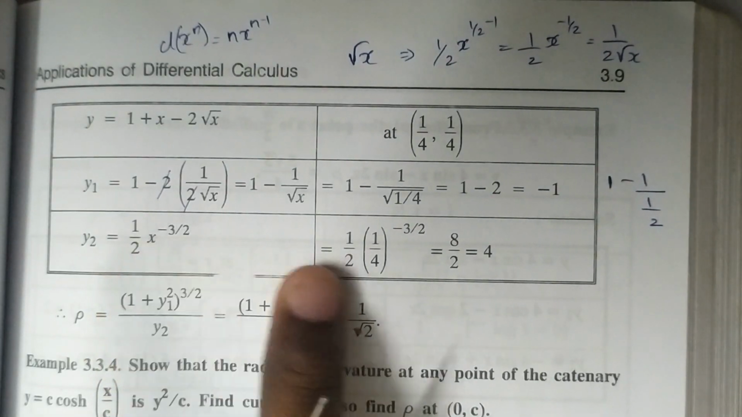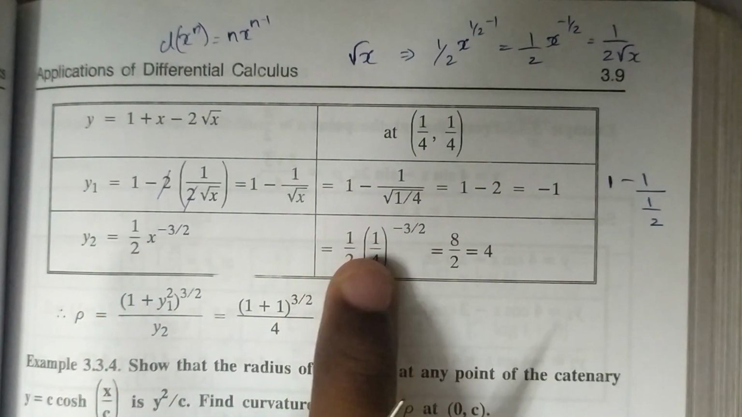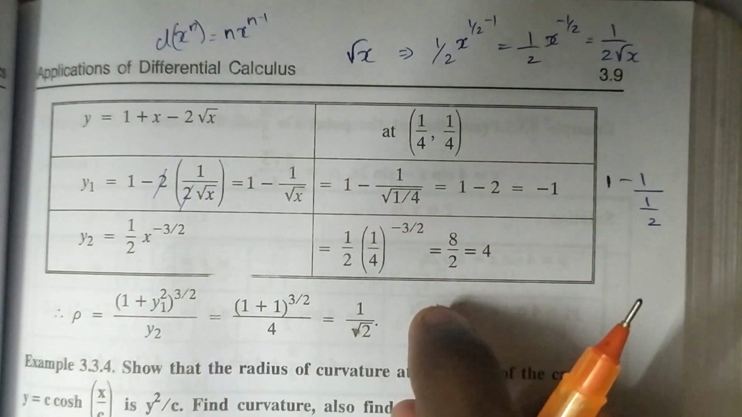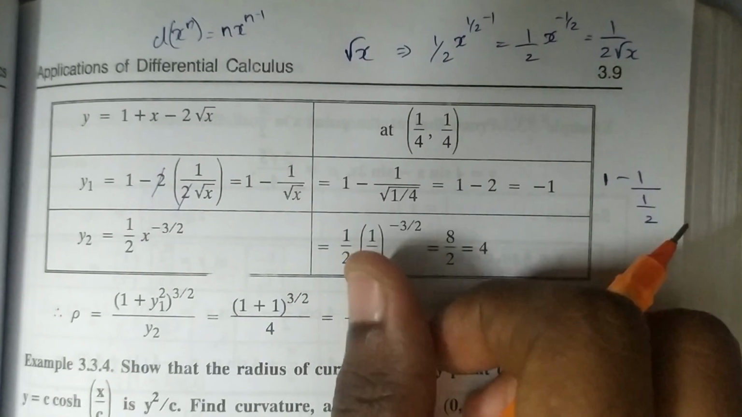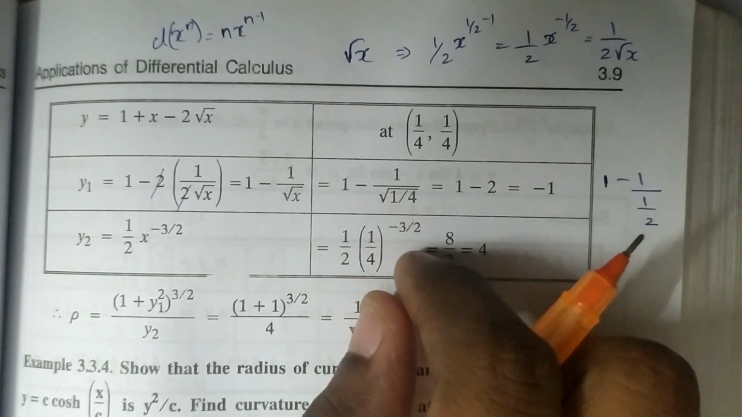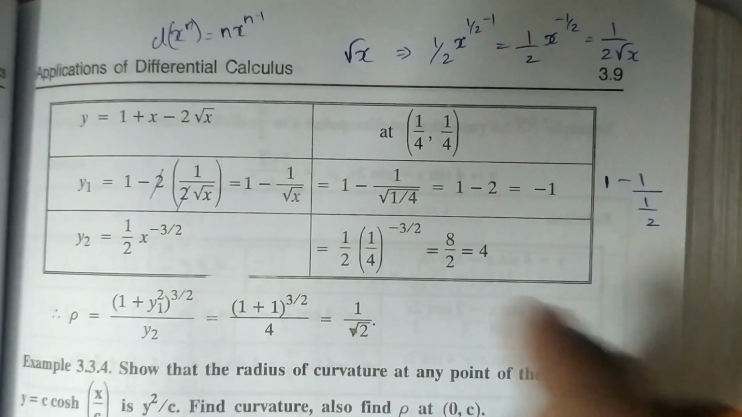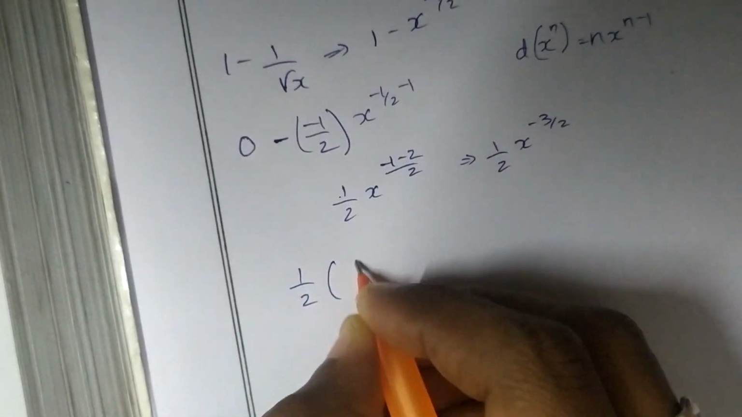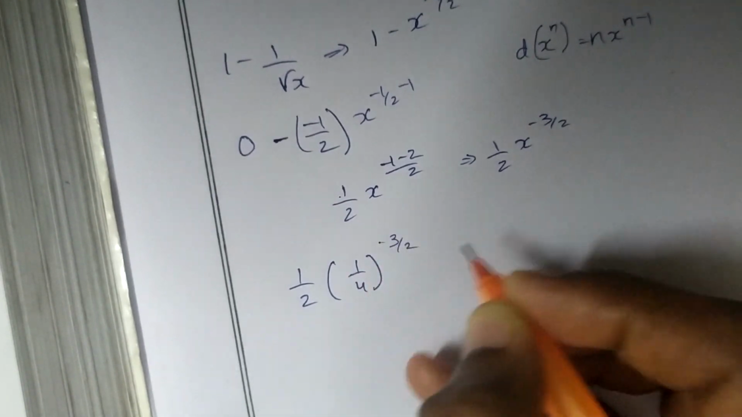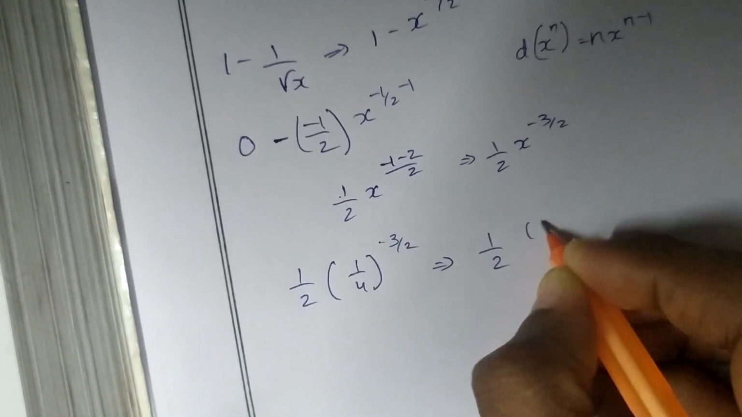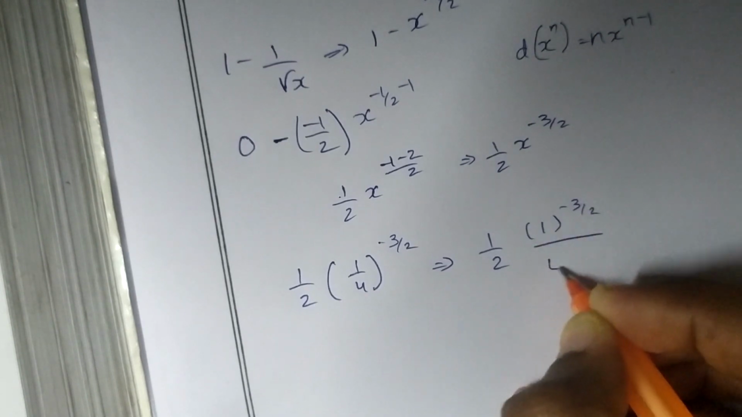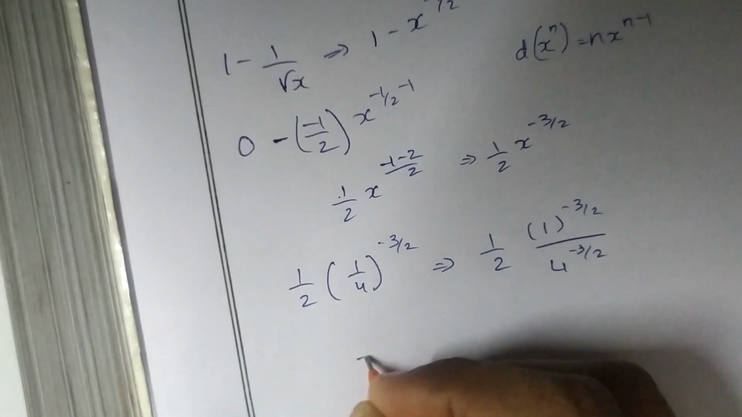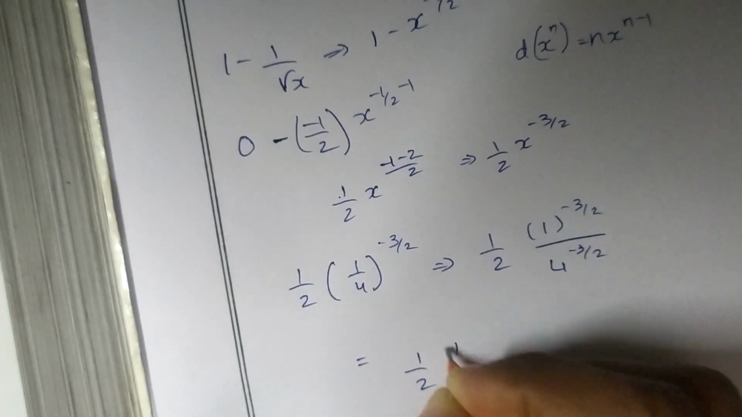So substitute 1 by 4 instead of x, you will get 1 by 2 into 1 by 4 to the whole power of minus 3 by 2. Here, when you reciprocate it, it will convert into positive. The value is 1 by 2 into 1 by 4 to the whole power of minus 3 by 2, which refers to 1 by 2 into 1 power minus 3 by 2 divided by 4 power minus 3 by 2. So 1 power minus 3 by 2 is automatically 1 only.